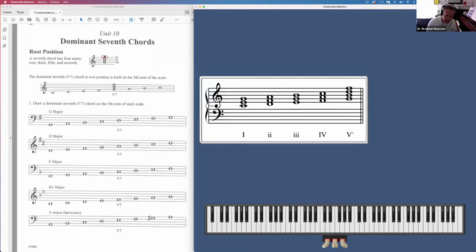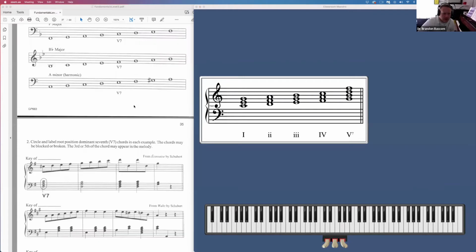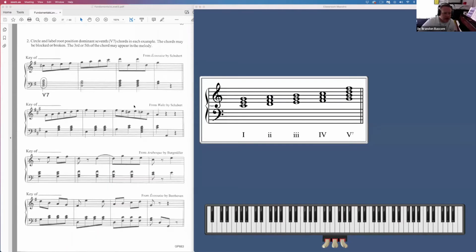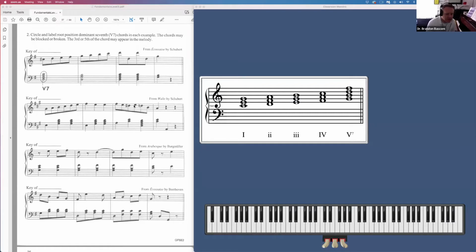So they want you to go ahead and draw those for all of the scales that they've listed on page 34. On page 35, they're wanting you to recognize the dominant sevenths in actual excerpts of literature by famous composers. So they want you to circle them. Be careful, they might be blocked, as in the example that they've given you here, but they might be broken in other examples.